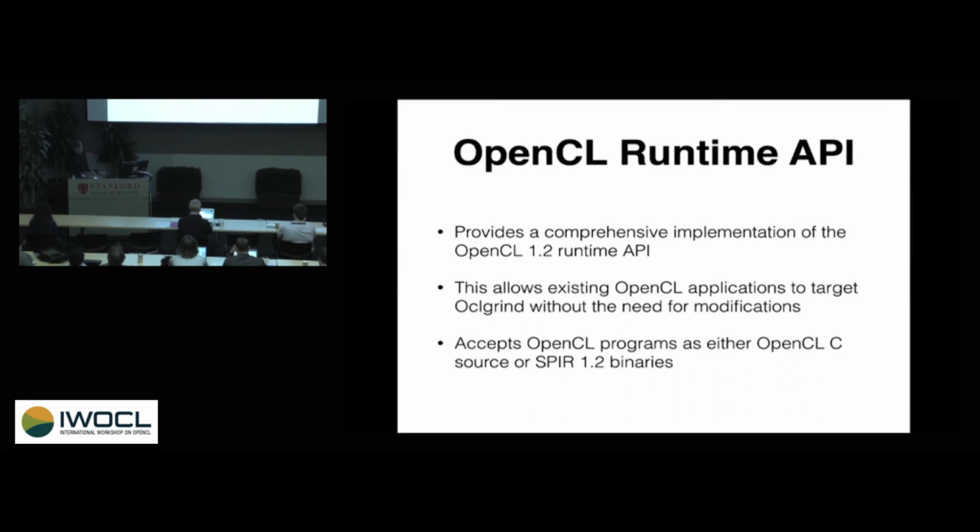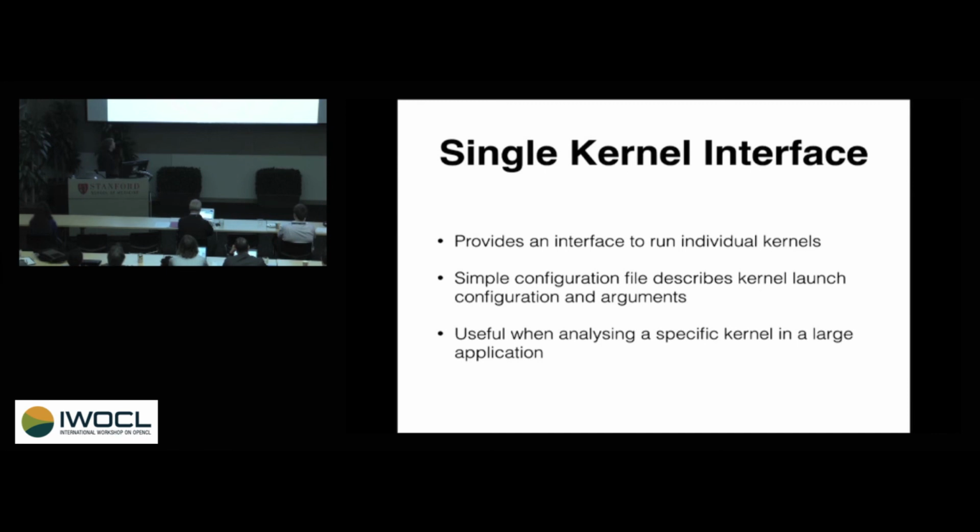As well as this runtime API, there's another interface, the single kernel interface. This may be useful if you're in situations where your application has maybe hundreds or thousands of kernels, and you don't necessarily want to simulate every single one of them. The simulation can be quite slow in certain cases. So if you know there's a particular kernel that you're really interested in simulating, you can provide a simple configuration file to describe the launch of that individual kernel, so it only simulates the one kernel that you're interested in.